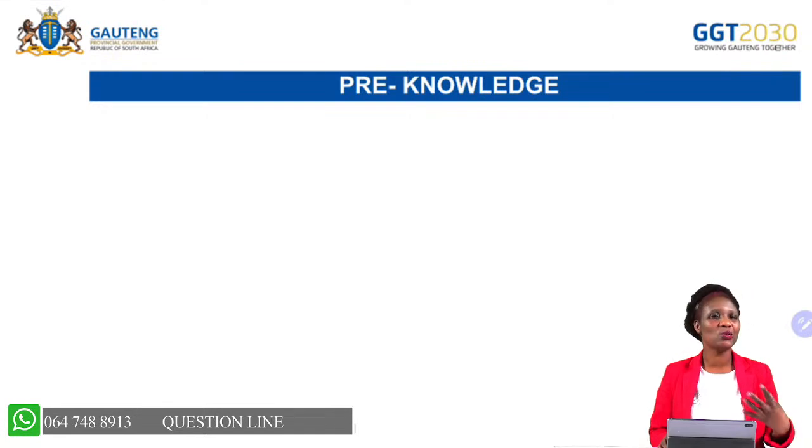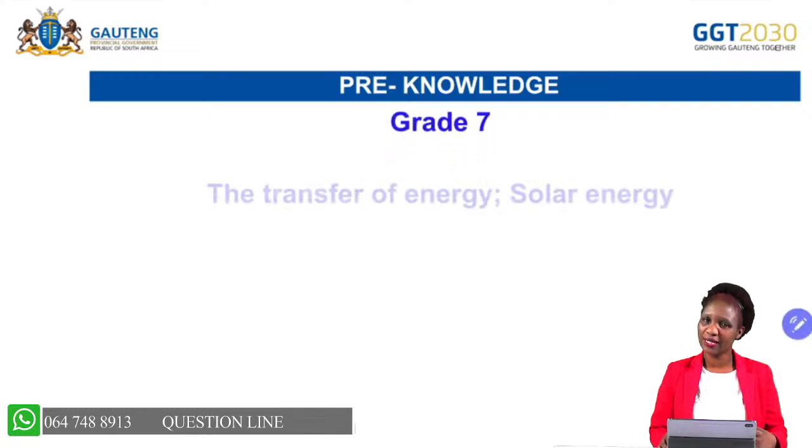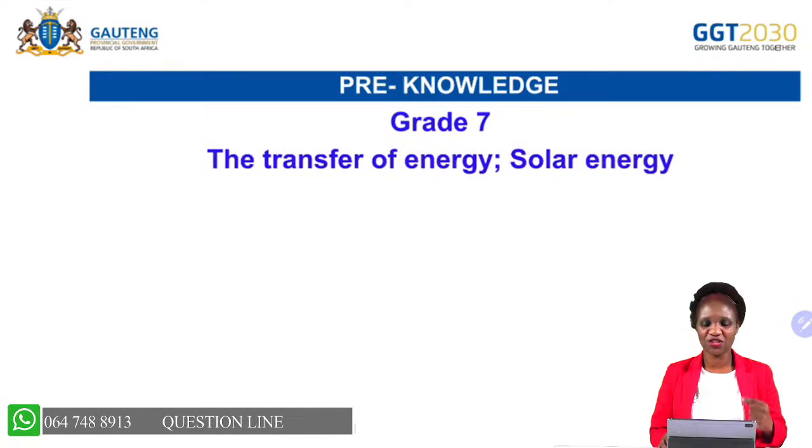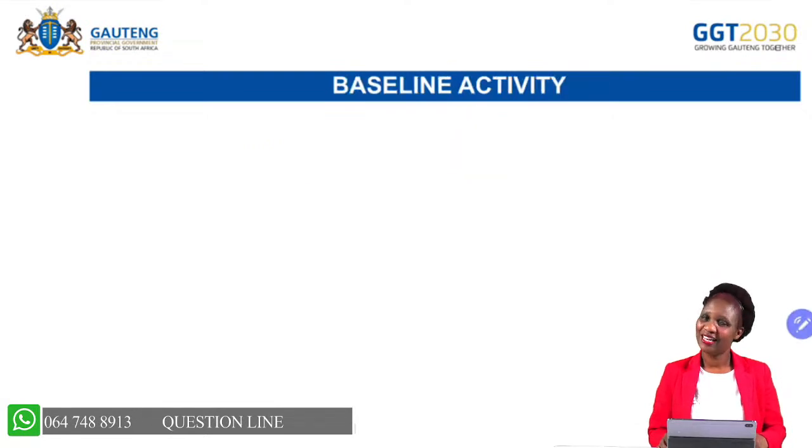Let's look at the pre-knowledge. What do we know on this topic? Remember in grade 7, you did the transfer of energy, and you focused on solar energy. You know that the sun is the ultimate source of energy. It helps us a lot during photosynthesis, because plants need photosynthesis. You still remember that, don't you? That's good. Let's go on.